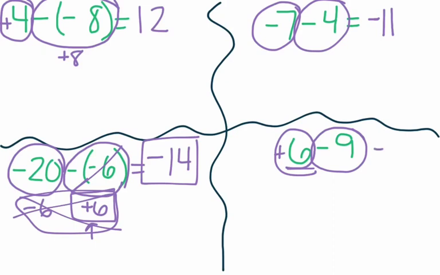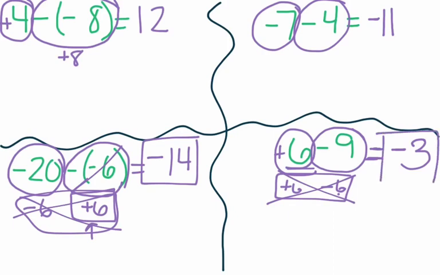Well, I have more negatives than positives, so I know my answer is going to be negative. Well, how many more? These 6 positives and 6 of these negatives are going to create neutral pairs and cancel out. If I have 9, take away the 6 that are going to cancel out, that would leave me with 3 negatives left over.